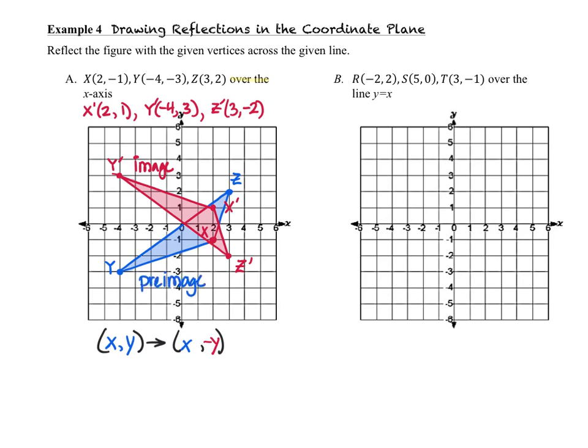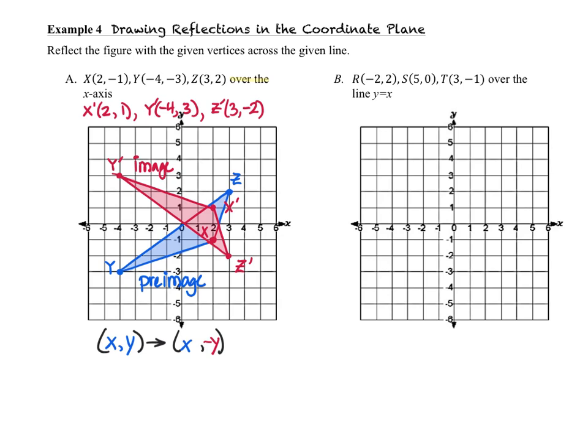So we identified the original figure and graphed it. We figured out the mapping rule based on the instructions that we were given to reflect over the x-axis. We found the transformed coordinates of the image, and then we plotted those points and connected them to create the fully reflected image of the pre-image triangle XYZ.